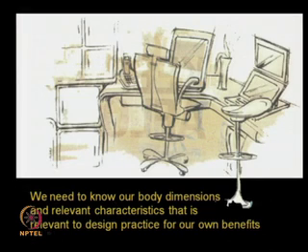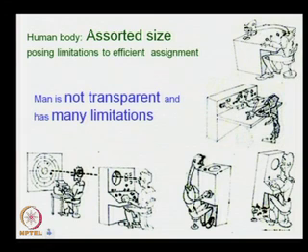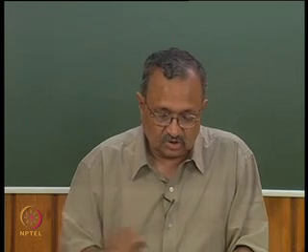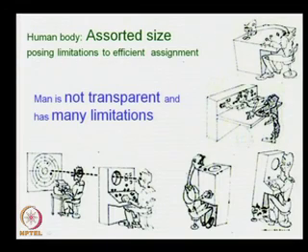We need to know our body dimensions. So far we have discussed the characteristics relevant to design practice for our own benefit. Now, if we see this, the human body is of assorted size. We cannot grow with much food; limitless growth is not possible. So, this poses limitations to efficient assignment. If we can see these figures, now see the contexts, the mismatches. So, the design should be according to the human body.